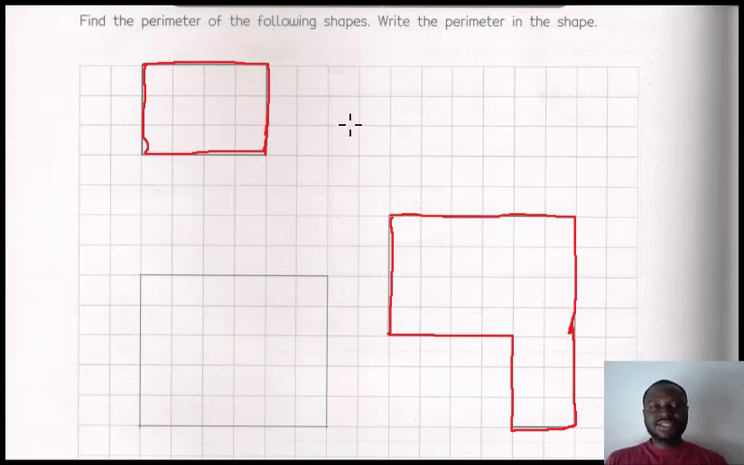So basically we are saying that the perimeter is a path around a shape, or the distance around the shape. Or we can also say that it is the length of the outline of a shape. Now we are going to look at ways by which we can find the perimeter of these shapes that we have.